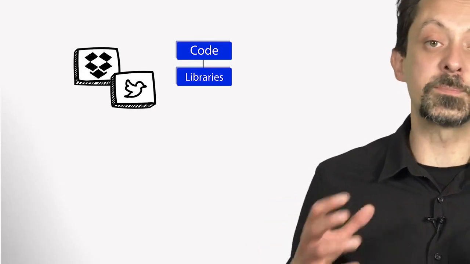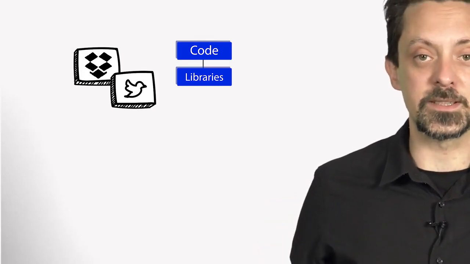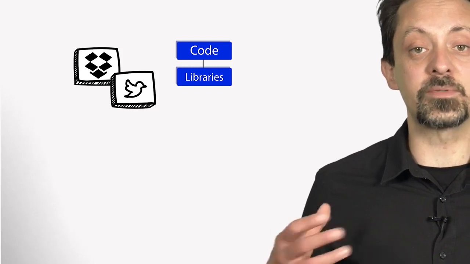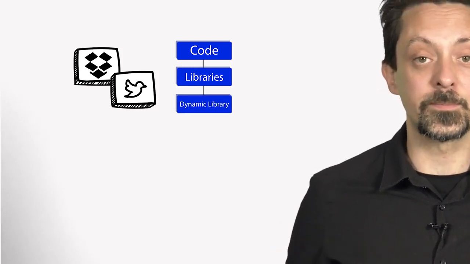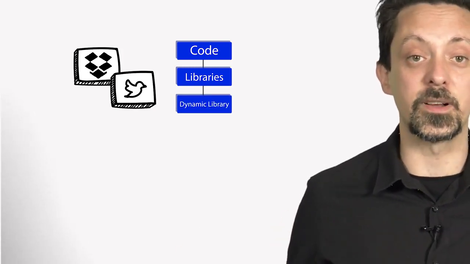Sometimes the library becomes part of the same executable file as the application. But it can also be a separate code file called a dynamic library that interacts with the main executable file. You might have heard of a type of file called a DLL, probably in an error message. A DLL is a Windows version of a dynamic library.